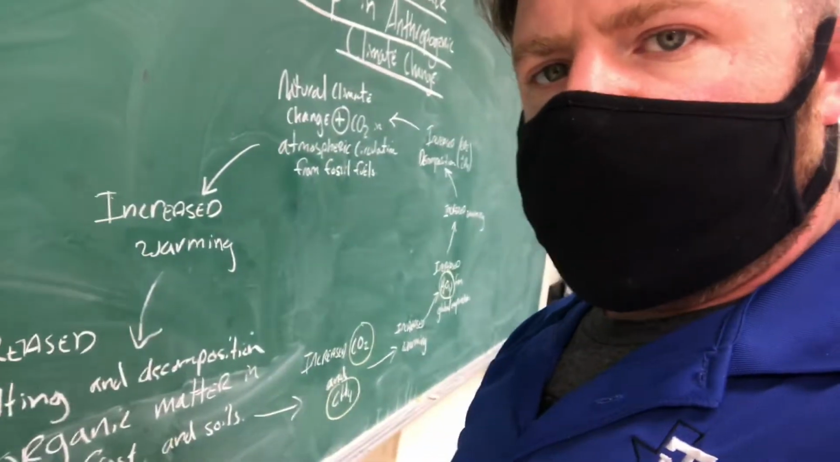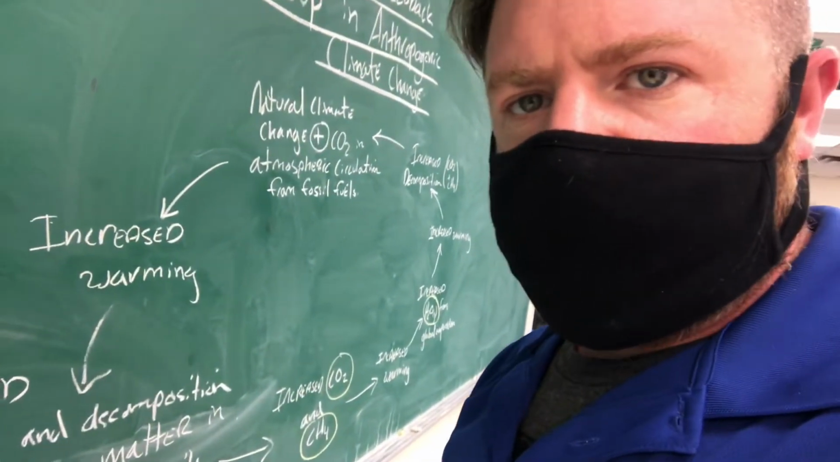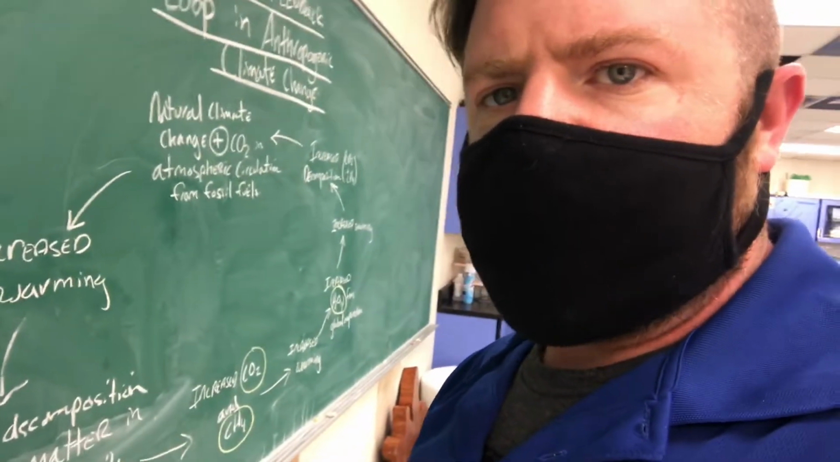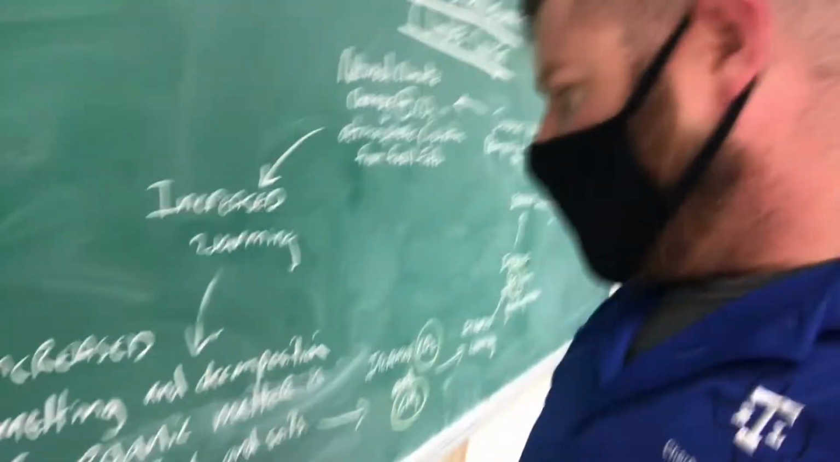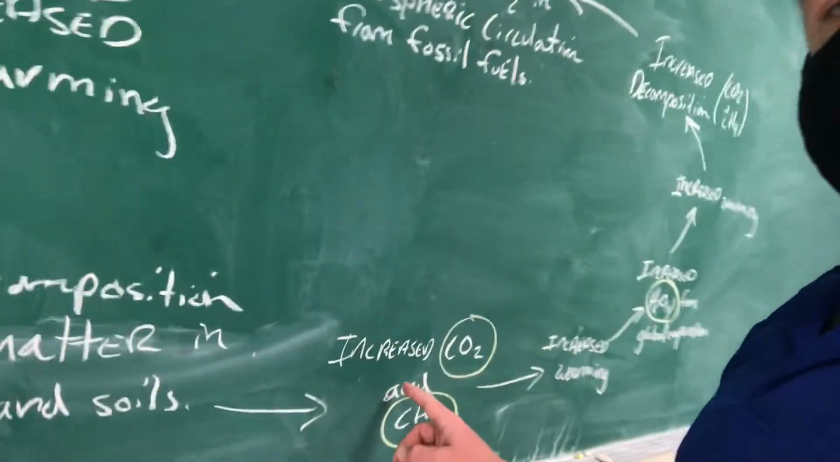Soils are getting warmer. Swamps are getting warmer. Deep ocean sediments are getting warmer. And so bacterial decomposition increases. So we've got an increased decomposition of organic matter from permafrost soils and swamps. And that's going to lead to an increase of two very important molecules here.